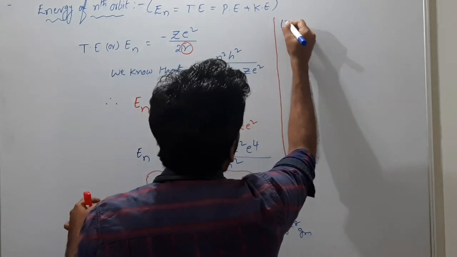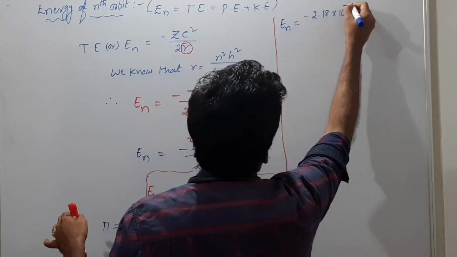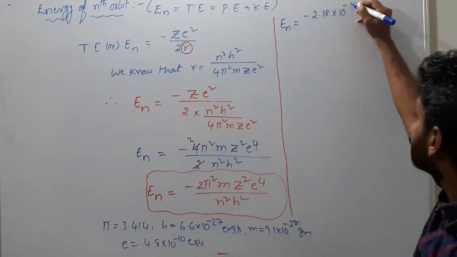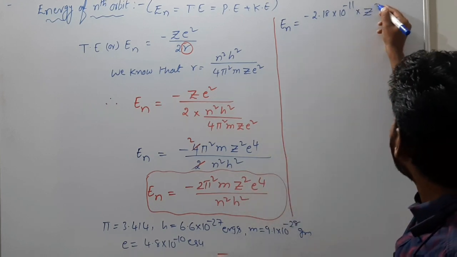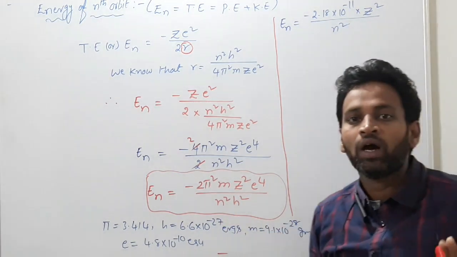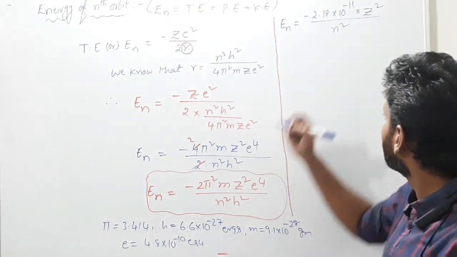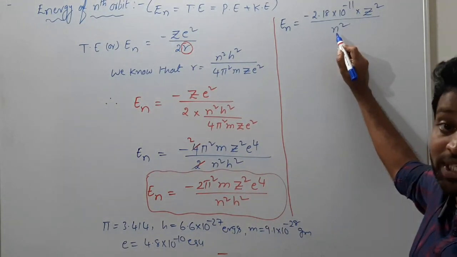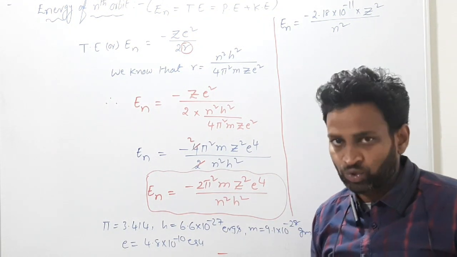Energy formula you will get. What is the formula? Energy of the nth orbit is minus 2.18 into 10 power minus 11 into z square by n square. Z and n values we will know only while solving numericals. If it is a hydrogen atom, Z value is 1. Z is the atomic number and n is the shell number.